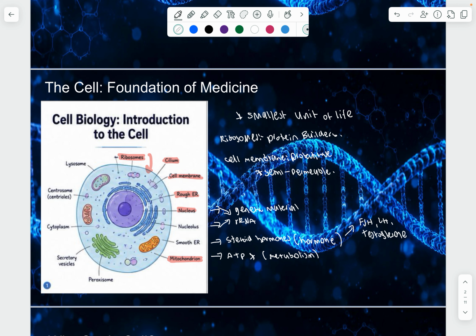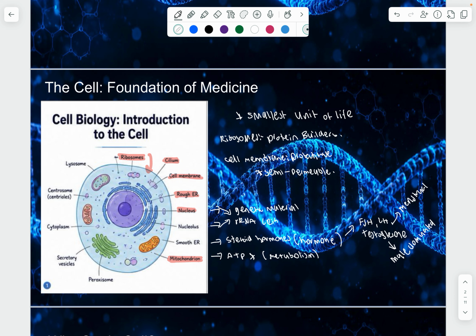What are these hormones leading to? FSH and LH help women with their menstrual cycles; they control the menstrual cycle. Testosterone is the male-dominant hormone. All of these hormones are being generated in the smooth ER, so your smooth ER has to do with hormonal production. Nucleolus, rRNA. rRNA has to do with ribosomal production.